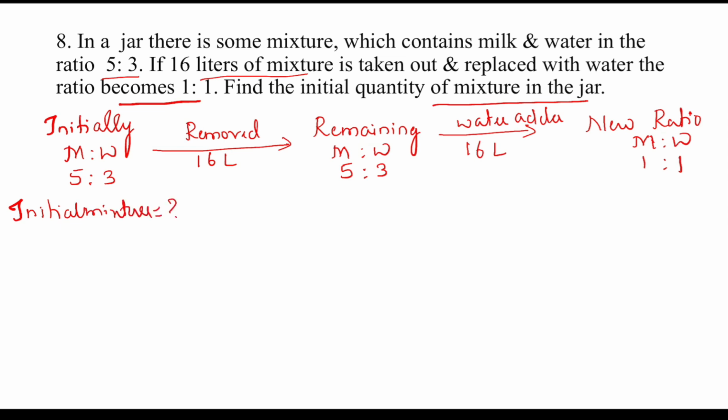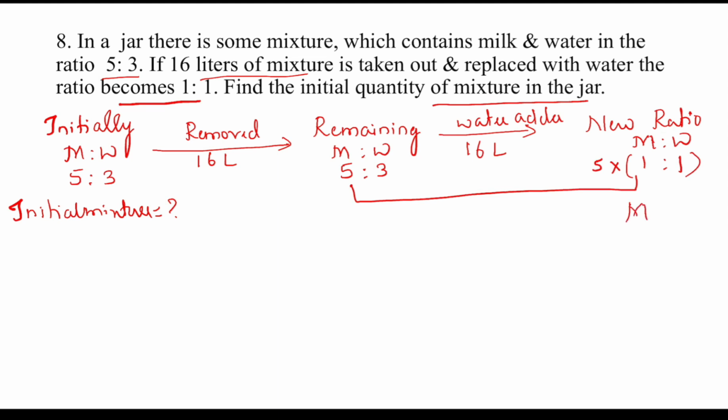Now it is same like the previous problem, but see here, when 16 liters of mixture was removed, the remaining mixture also contains milk and water in the same ratio, that is 5:3. Then 16 liters water is added, then the ratio becomes 1:1. But only water is added, so milk has to remain same, but milk ratio is changing here, isn't it? So we have to make milk the same. To make milk the same, we have to multiply here with 5.